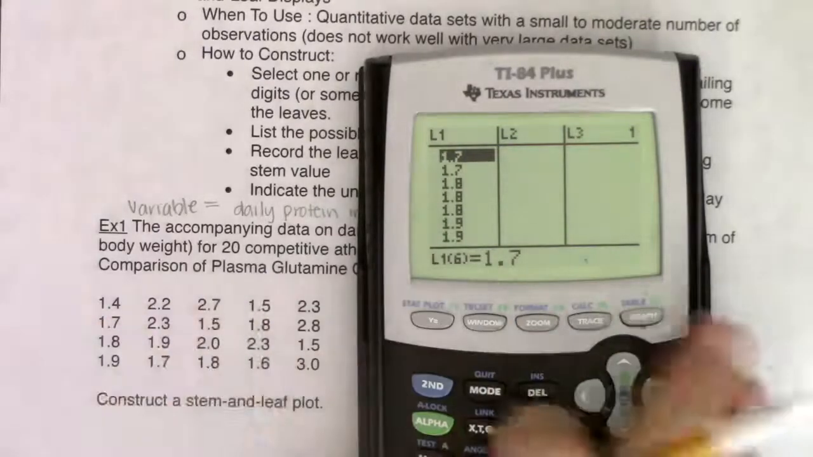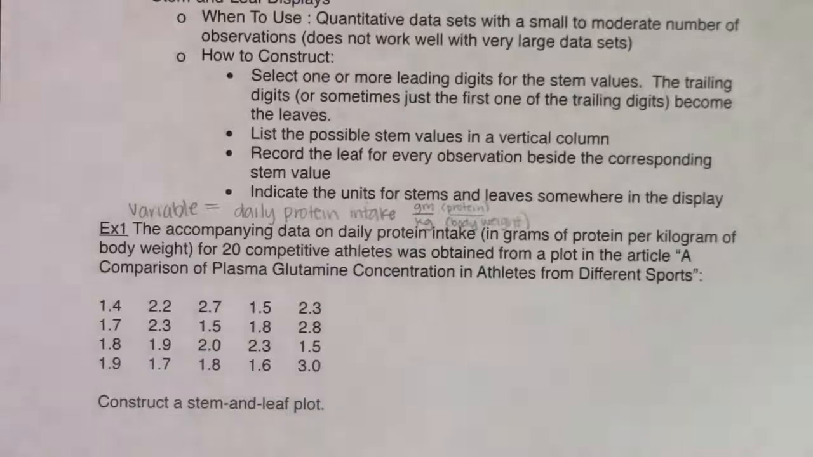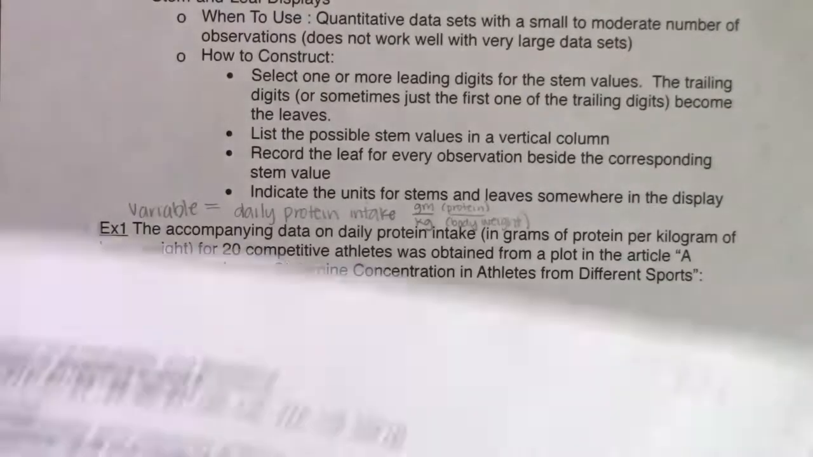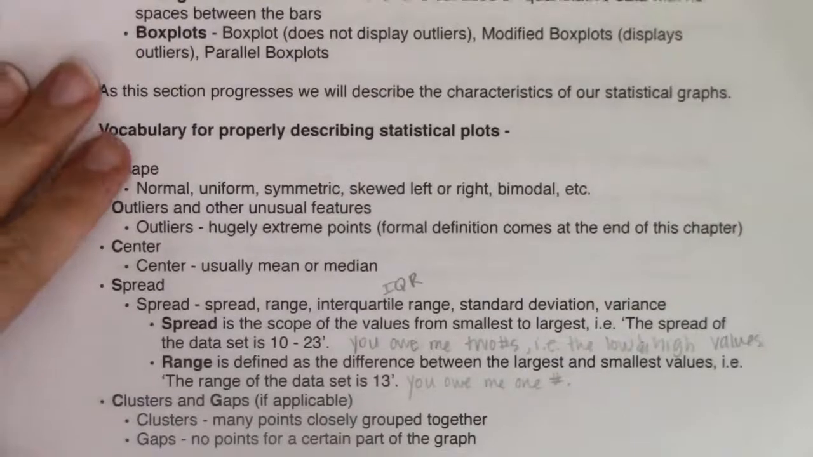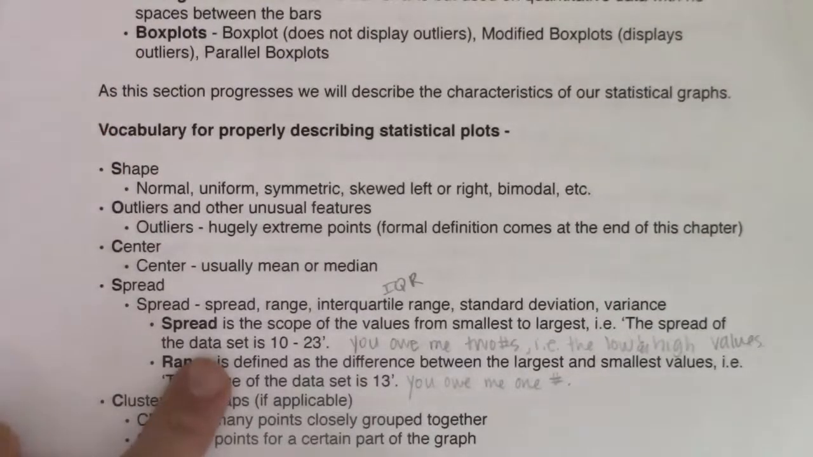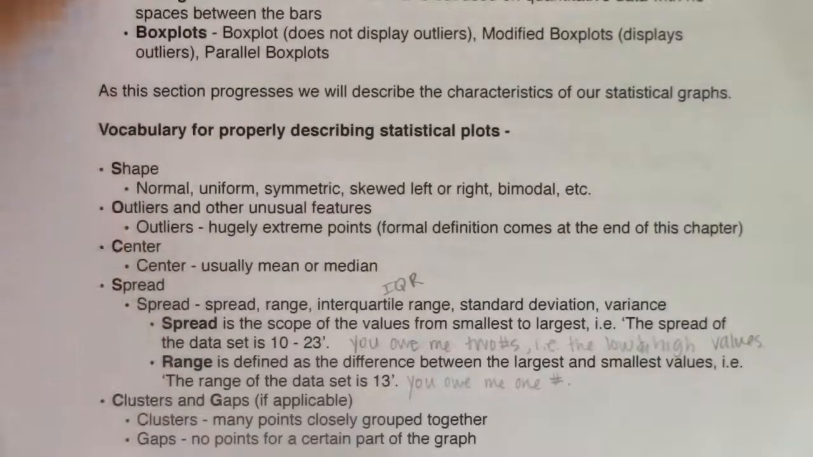But before we move on with the stem and leaf plot, I want to review an idea that we presented on the first page. In a moment, I'm going to ask you, what is the spread of this data set? And what is the range of this data set? If we remember back from the previous page, the spread is the scope of the values from smallest to largest, right? And the range is the difference between the largest and smallest. So let's take these ideas and talk about our spread.